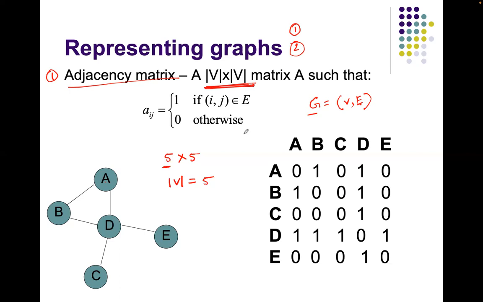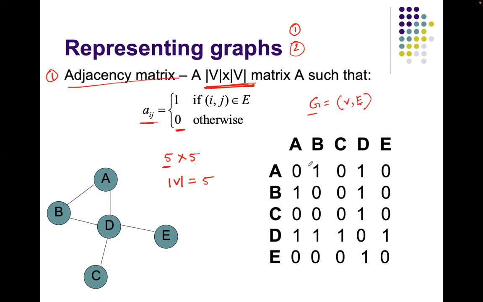And here, what will be the value of each cell? The value of each cell Aij is going to be 1 if there is an edge between this pair of nodes, or 0 if we do not have any edge between this pair of nodes. For example, let's look at this graph. We have 5 nodes, so we are going to need a 5 times 5 matrix.